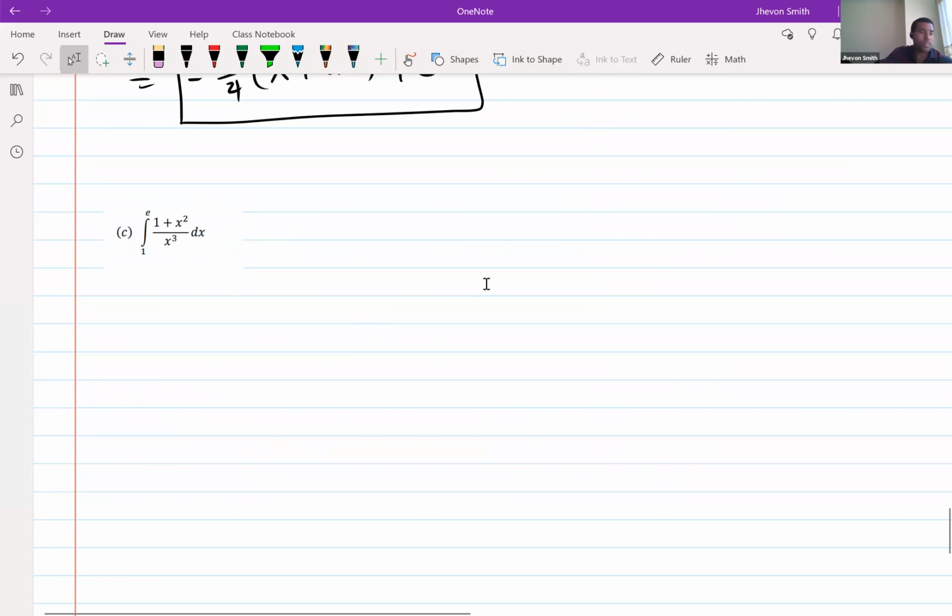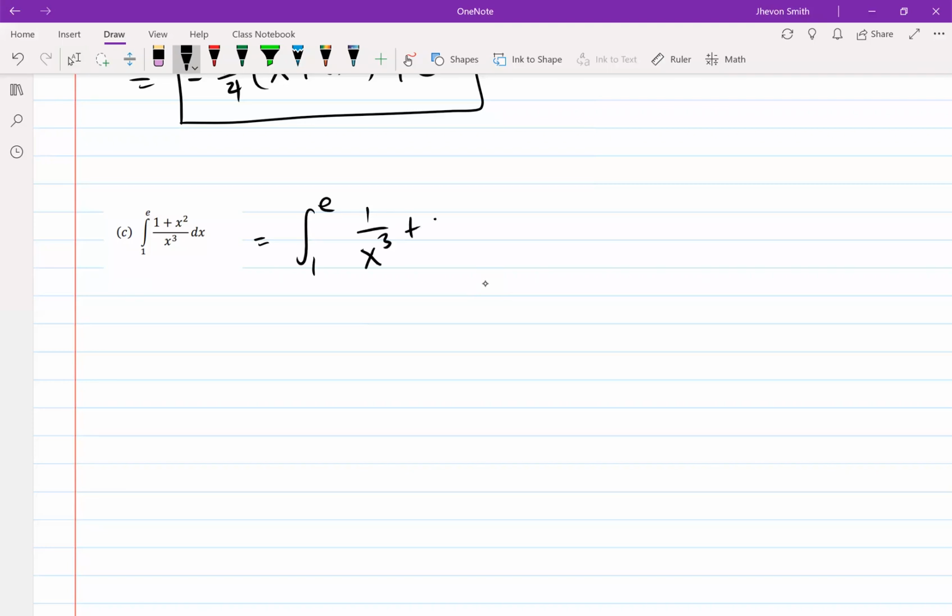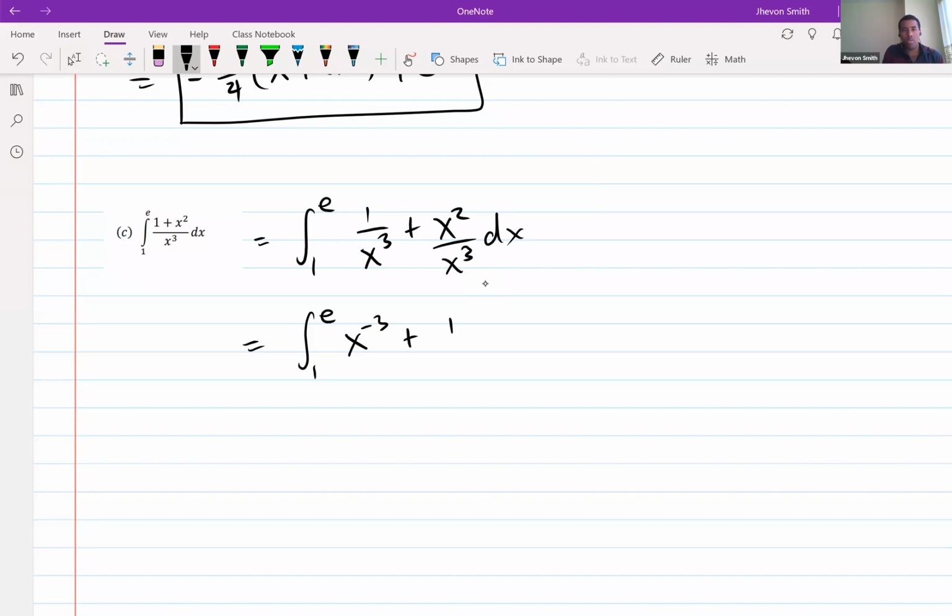Okay, ideas for this one? Don't they distribute across sums? So you could do 1 over x cubed plus x squared over x cubed. So this will be x to the minus 3, and that would be 1 over x. All right, then?